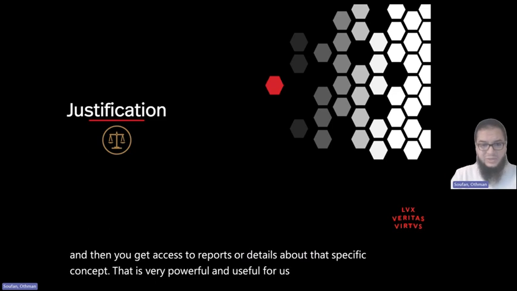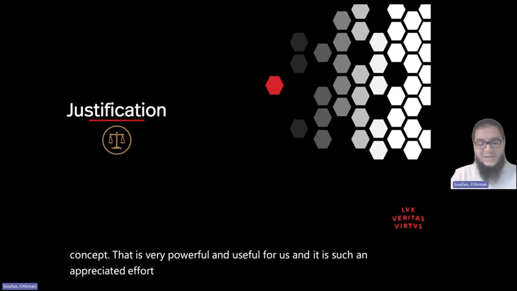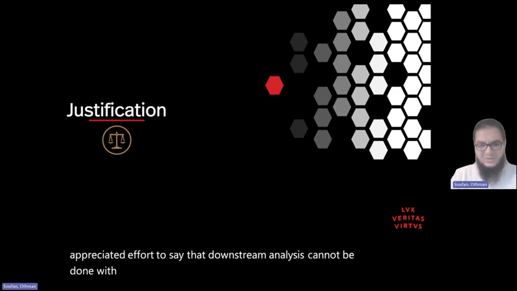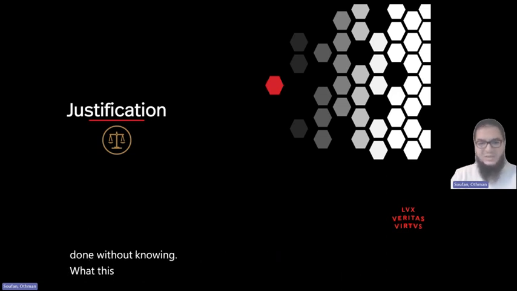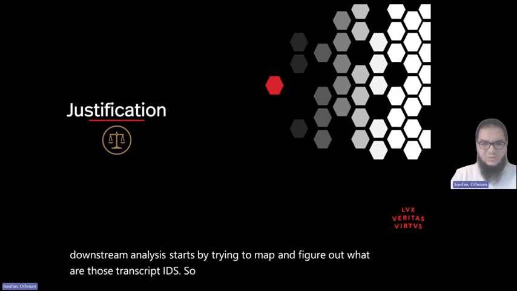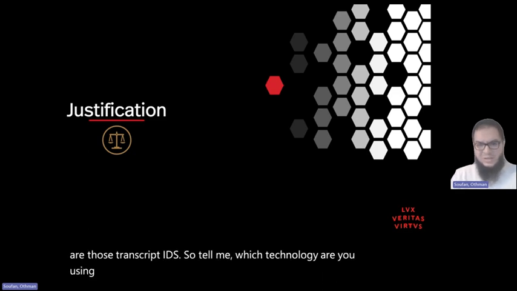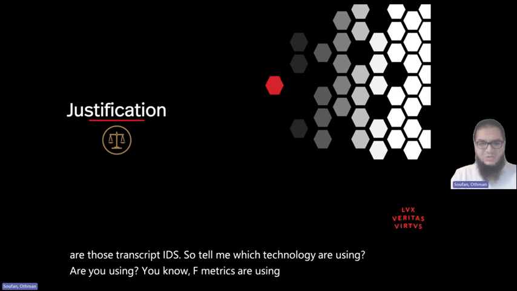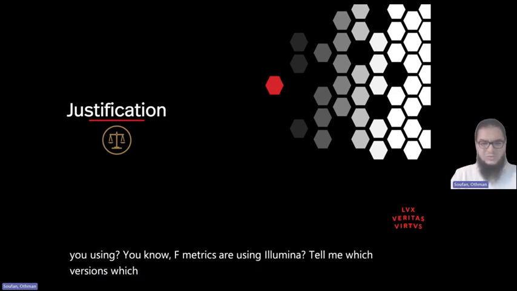And it is such an appreciated effort to say that downstream analysis cannot be done without knowing what this sequence ID is representing, which gene basically. So the downstream analysis starts by trying to map and figure out what those transcript IDs are. So tell me, which technology are you using? Are you using Affymetrix? Are you using Illumina? Tell me which versions, which species you are talking about.